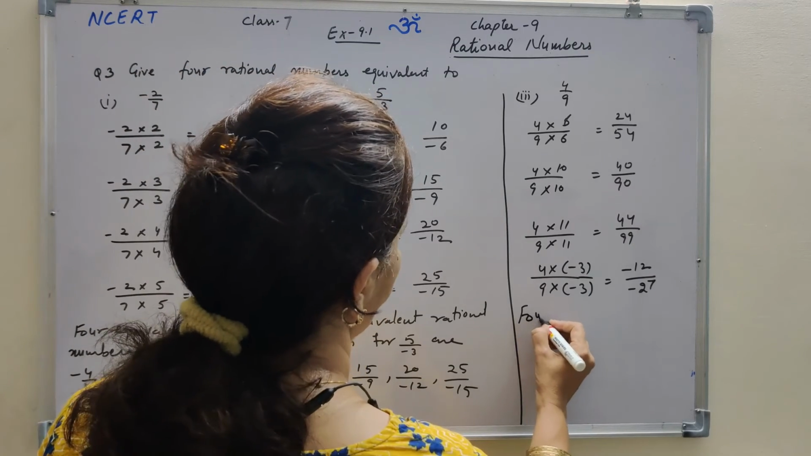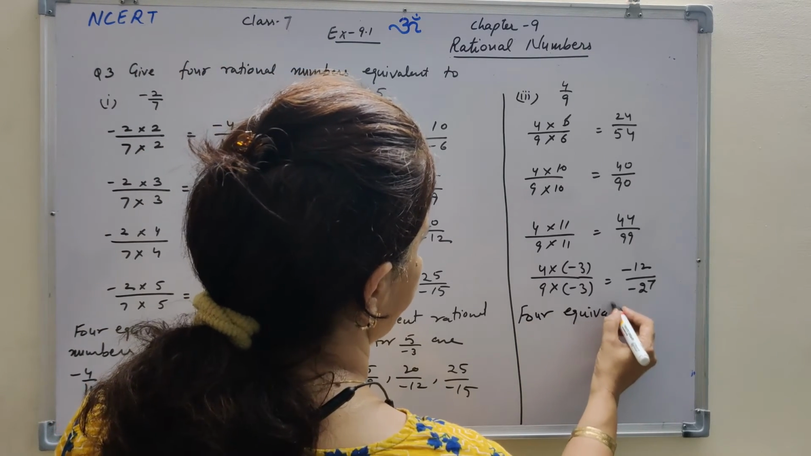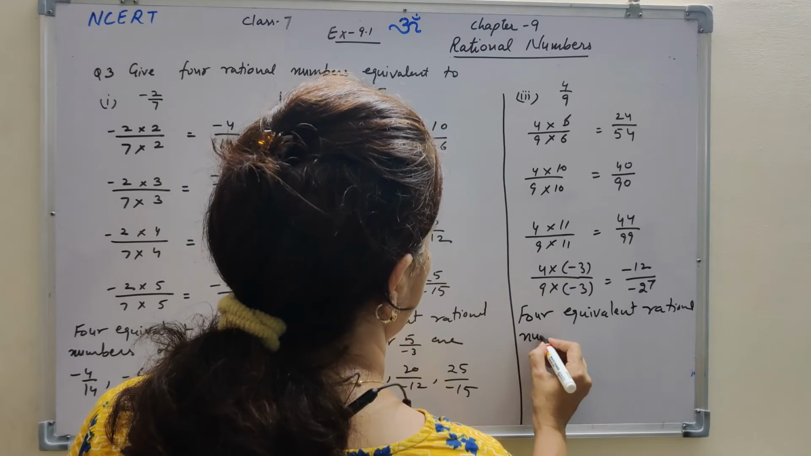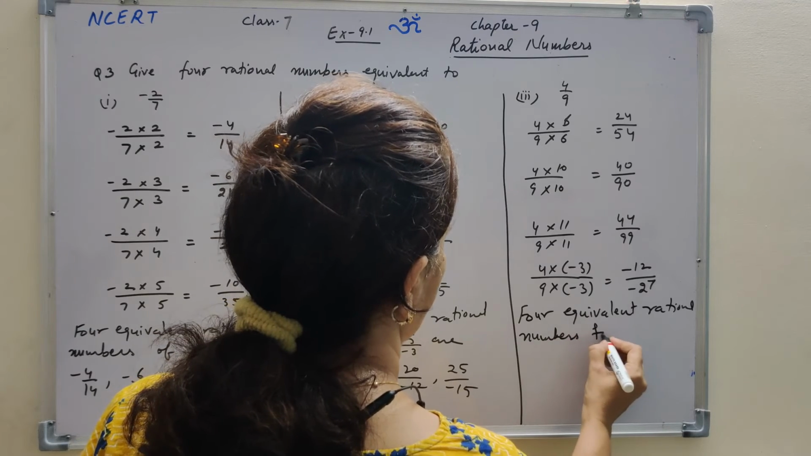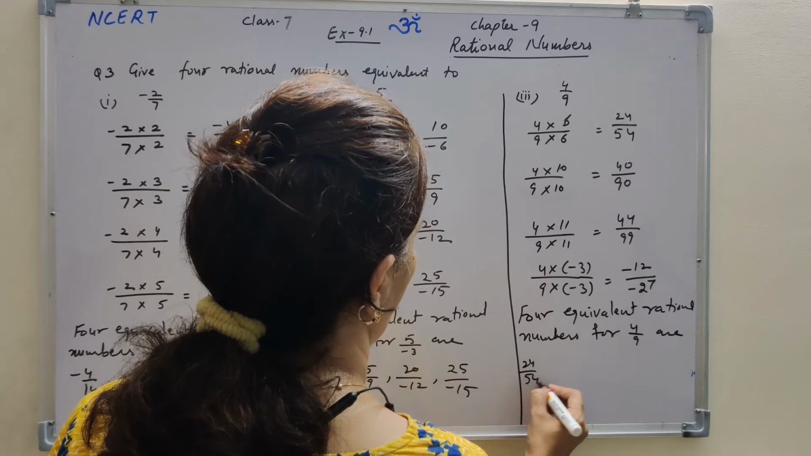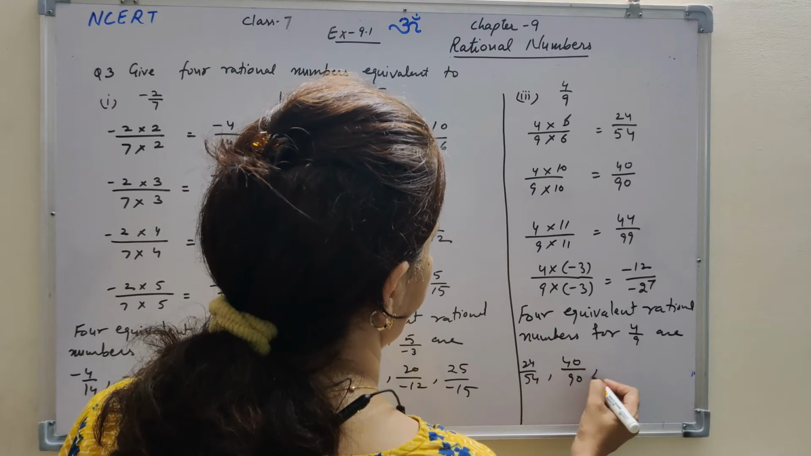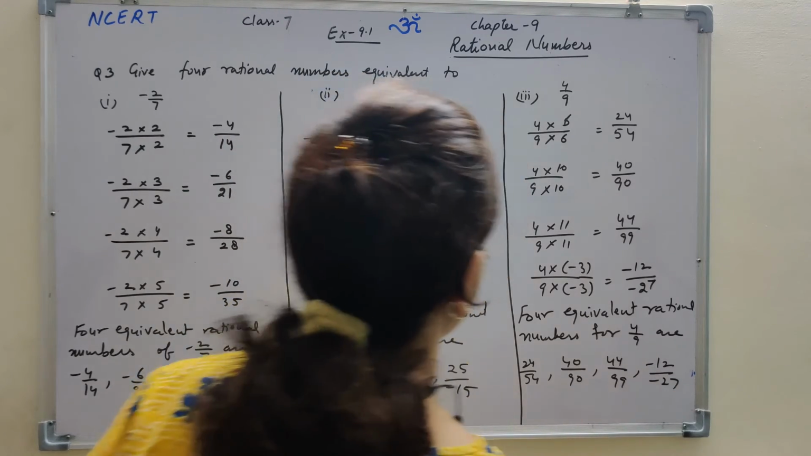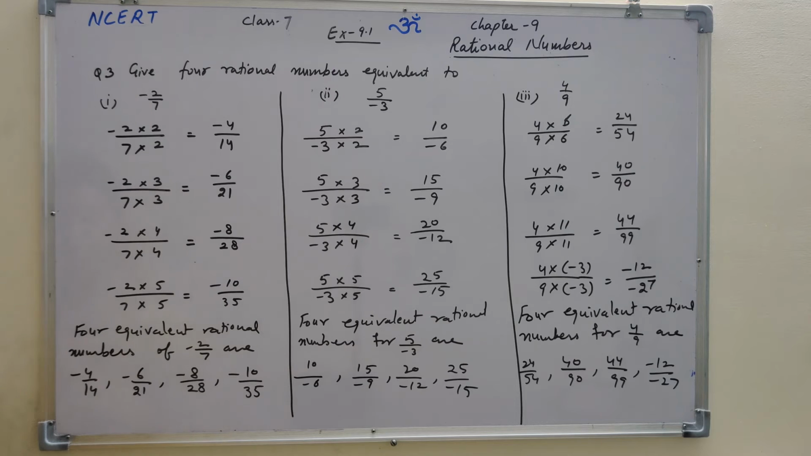So the four equivalent rational numbers for 4 by 9 are 24 by 54, 40 by 90, which I have taken, 44 by 99, or minus 12 by minus 27. They all are equivalent rational numbers for 4 by 9. This way also you can do. It's not necessary that you do in series. It is not necessary. This way also you can do.